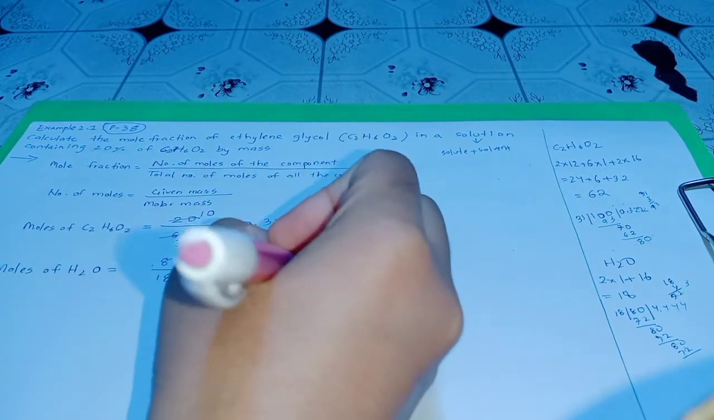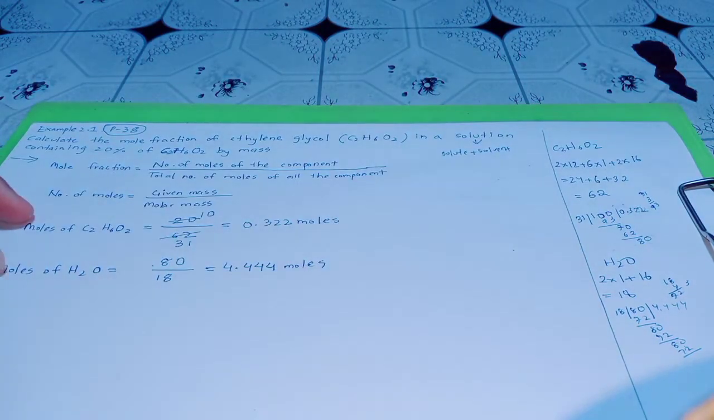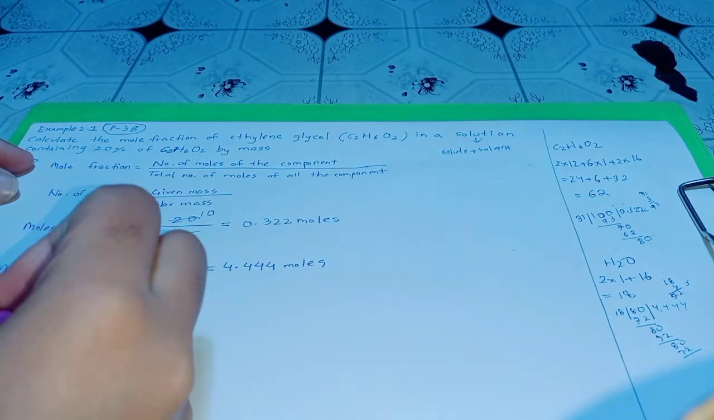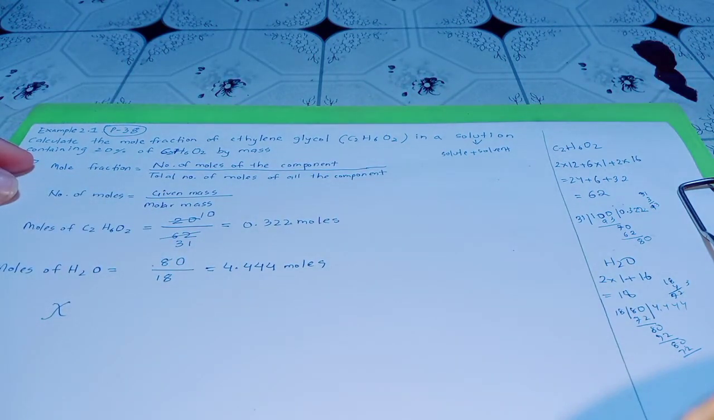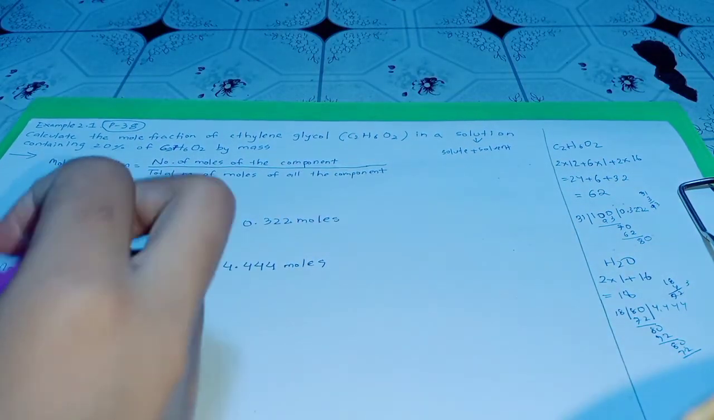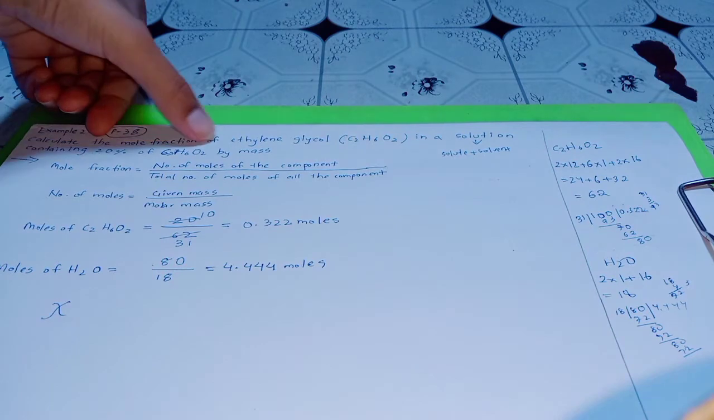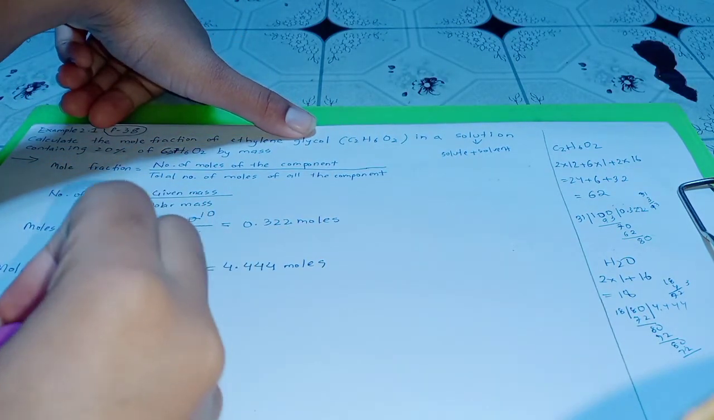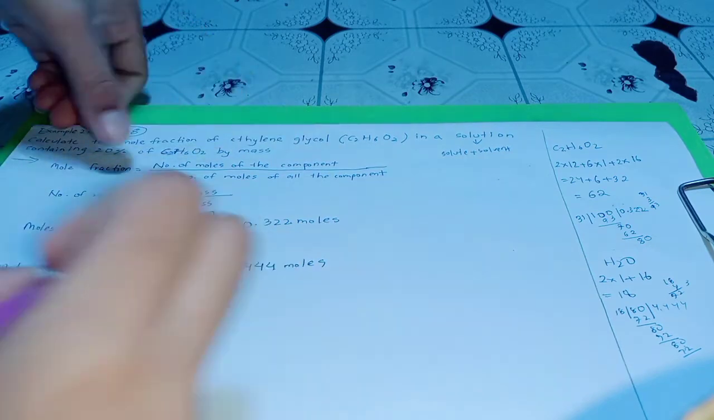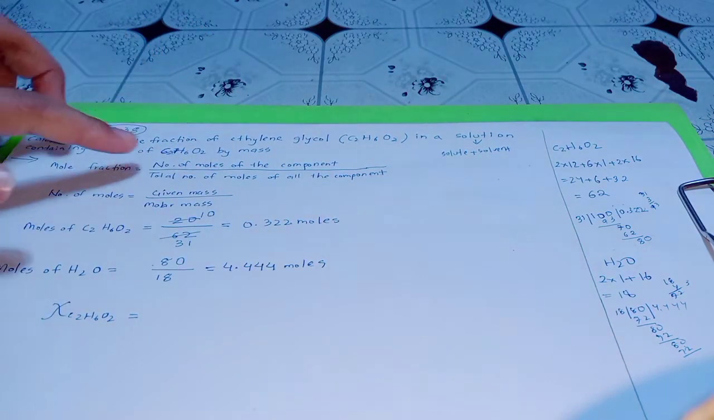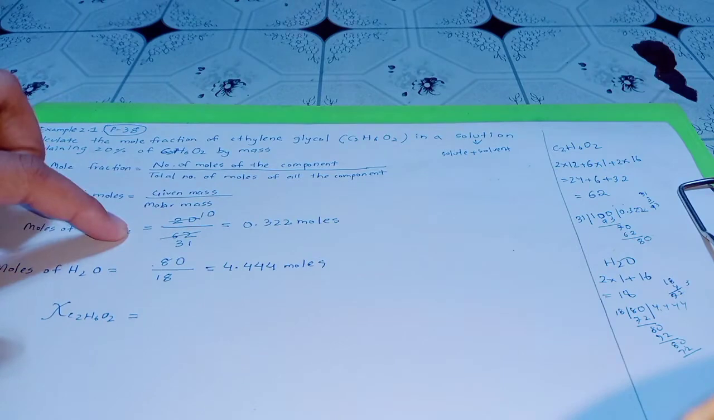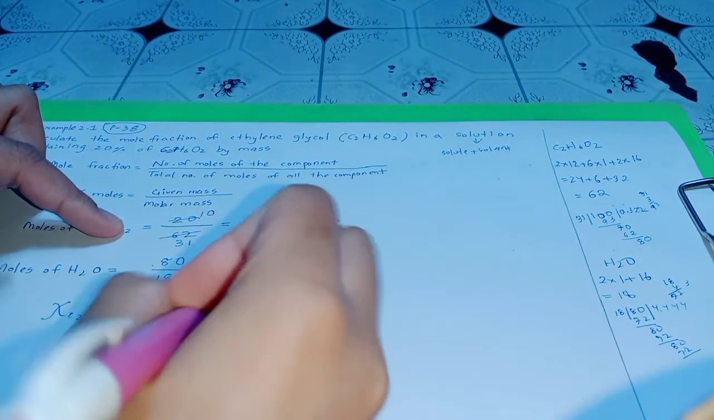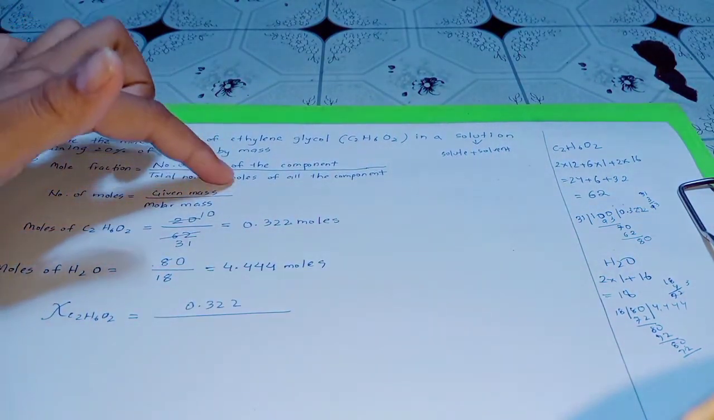4.4444 moles, right? So now that we have found the moles, we can find the mole fraction. Mole fraction is represented by a Greek letter called chi. It's similar to x but not exactly x; it's a Greek letter called chi. The question wants us to calculate the mole fraction of ethylene glycol, that is C2H6O2, right? So what is the number of moles of the component? We said that the component is ethylene glycol, so it is 0.322.